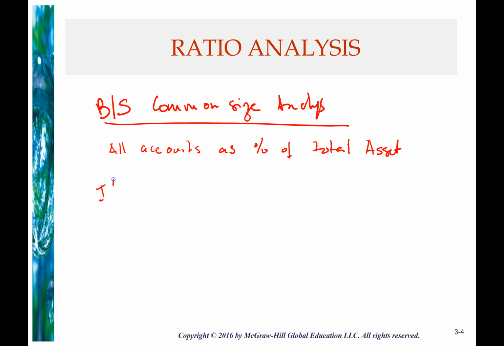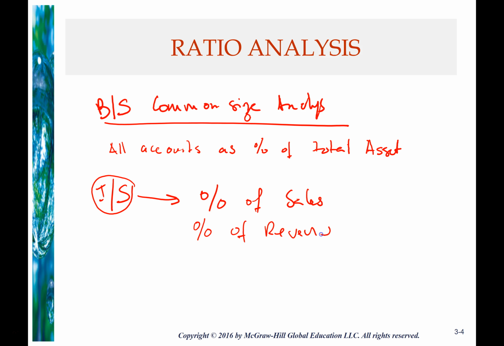Okay, now your income statement, every account will be a percentage of sales, of total sales, also known as total revenues. So all your line items on your income statement will be a percentage of your total sales or a percentage of your total revenue. I'm gonna rewrite this because I don't want you guys to confuse and do sales over revenue. So on your income statement, to compute your common size, it'll be a percentage of your total sales or a percentage of your total revenues. Okay, it's as simple as that.